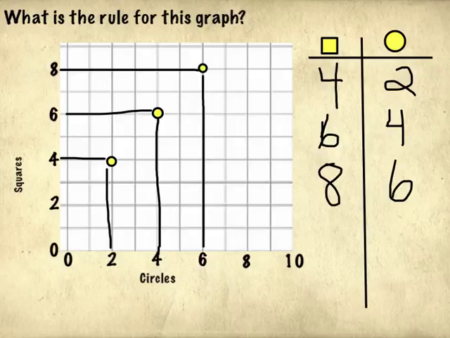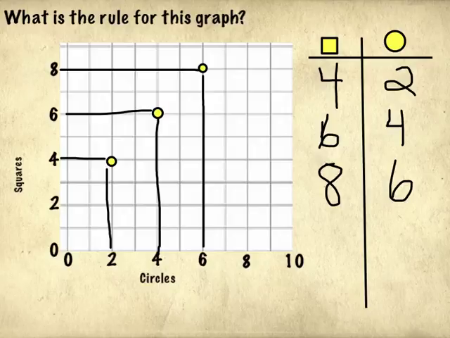So what I want to do is look at these two numbers and see what relation is between them. So I'm looking for a pattern. So to get from 4 to 2, I could either do divided by 2 or take away 2. So I'm going to try this next one. 6 divided by 2 would be 3. 6 take away 2 would be 4. That seems to work. 8 take away 2 would be 6. I've got it. So my pattern rule for this graph is that the square take away 2 equals the circle.